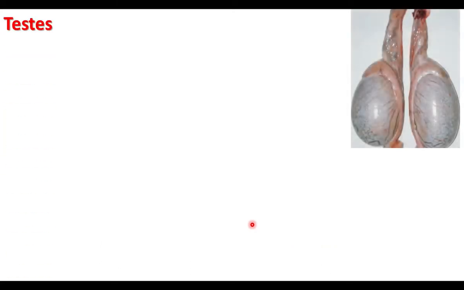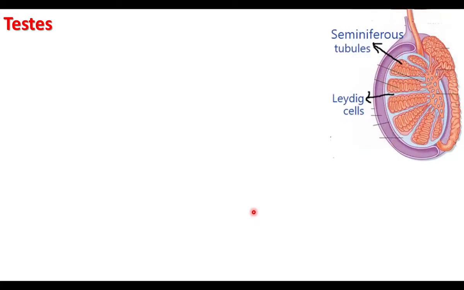Testes are ovoid structures. Males have a pair of testes. When we see the internal structure of the testes, it has a number of seminiferous tubules. Each seminiferous tubule is a coiled structure, highly coiled. It is microscopic. We need a microscope to see the tubules. In between the seminiferous tubules, the space is filled with Leydig cells. These Leydig cells secrete hormone. Testosterone is secreted by the Leydig cells. So Leydig cells act as the endocrine part of the testes.